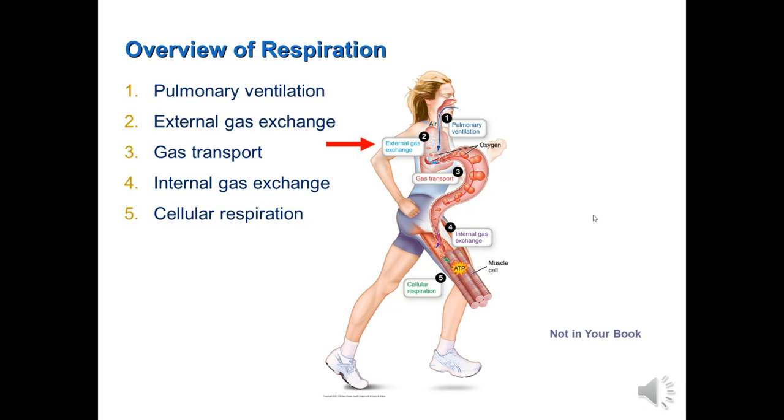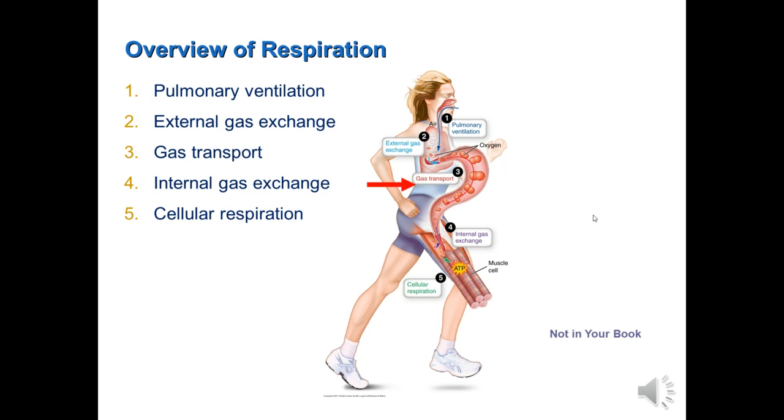Here is where the blood is loaded with oxygen and carbon dioxide is unloaded from the blood to the air in the lungs. After that blood is oxygenated, it's then transported to cells. So the left ventricle contracts and then disperses that oxygenated blood to all of the tissues of the body. And we call that gas transport. And that's completed by the cardiovascular system.